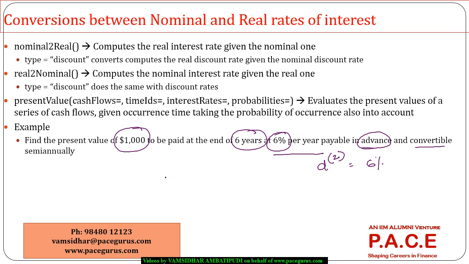But the present value I will always compute with respect to i. The interest rate is always i. So this d2 I should first of all convert into d, and this d I should convert to i and then use this i for computing the present value. So we have to be very careful what is being provided to us. The d2 is 6%. So I will convert it into d first of all, right?